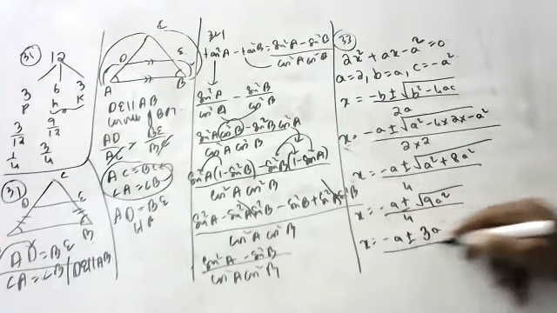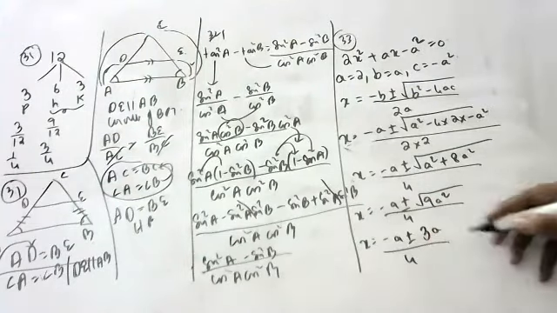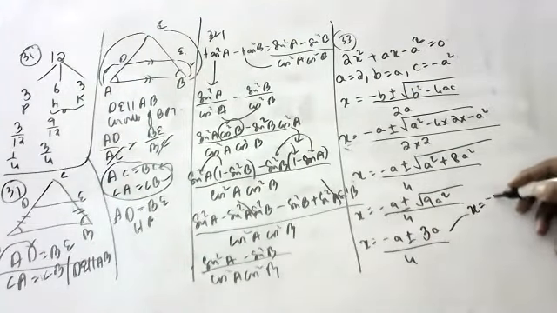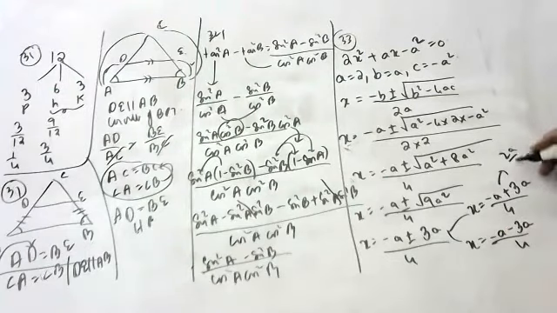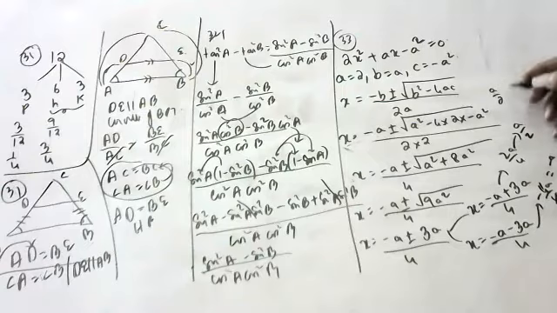That is 3a by 4. Two times you have to do, children, once with plus: minus a plus 3a by 4. Other one is minus a minus 3a by 4. This will be 2a by 4, that is a by 2. This is minus 4a by 4, which is minus a. So what are the answers, children? a by 2 or minus a. Using the quadratic formula, as he asked, we solved the equation.